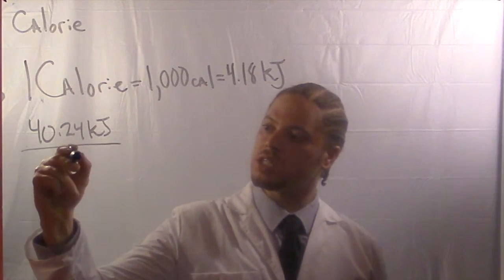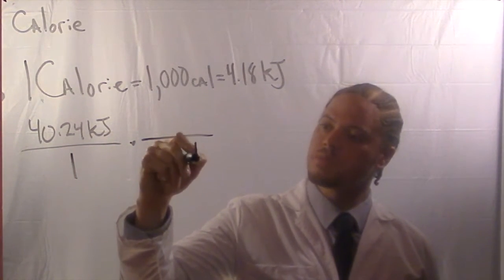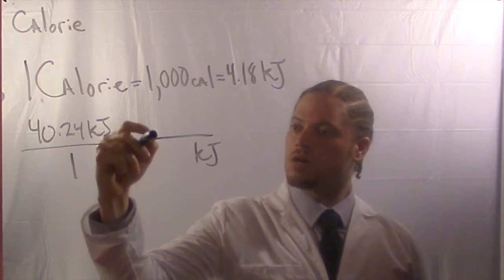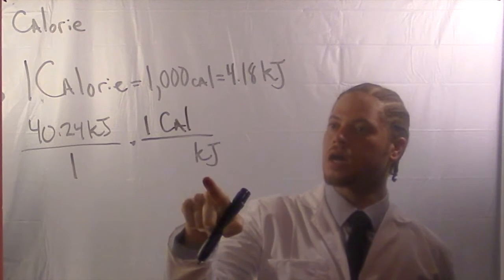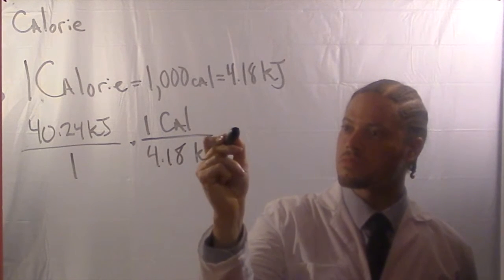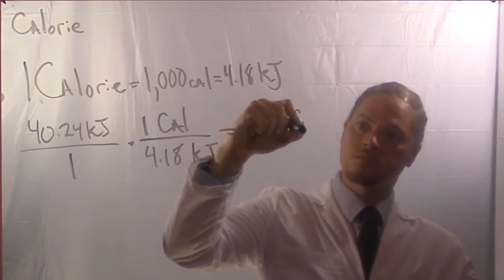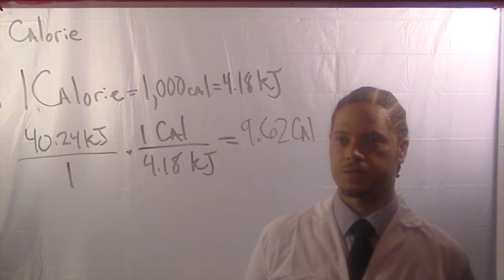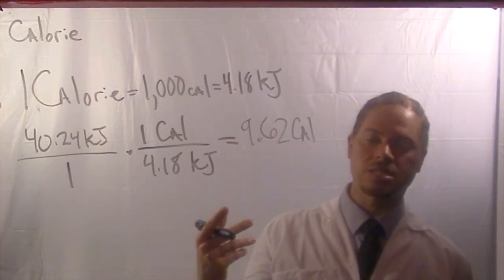You just write out what's given, you make a fraction, and just like stoichiometry, you write on the bottom of the fraction what you want to cancel, which is kilojoules, and for every 1 calorie, capital C, I have 4.18 kilojoules of energy. And you multiply these two fractions, you get 9.62 calories. So the answer to the question is, yes, this tasty dessert is less than 10 calories.